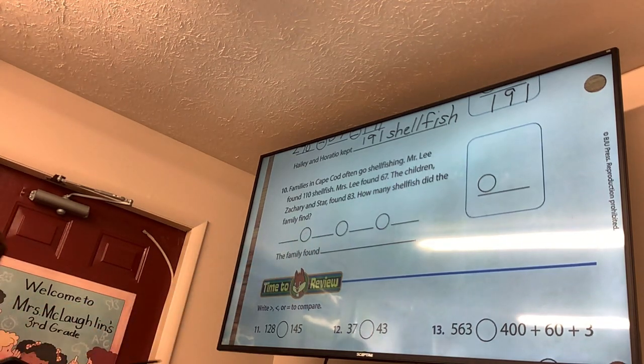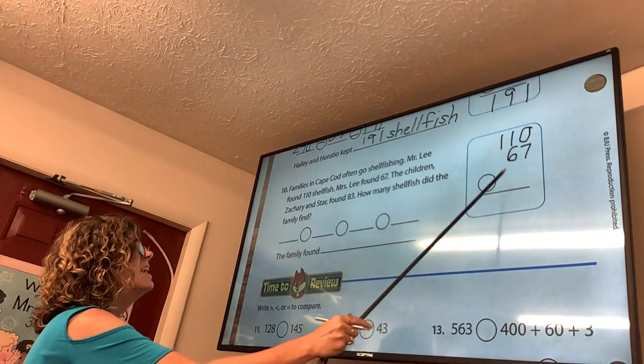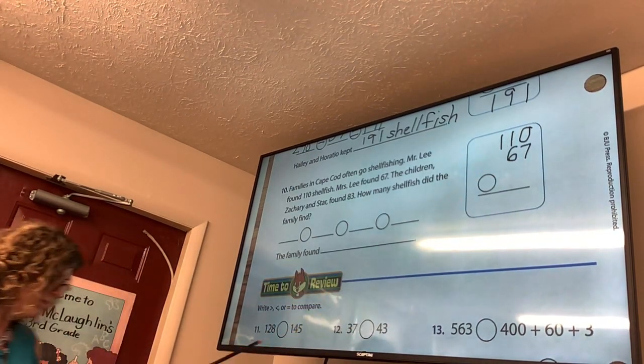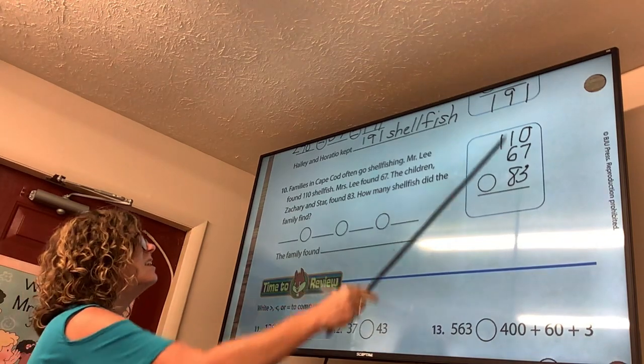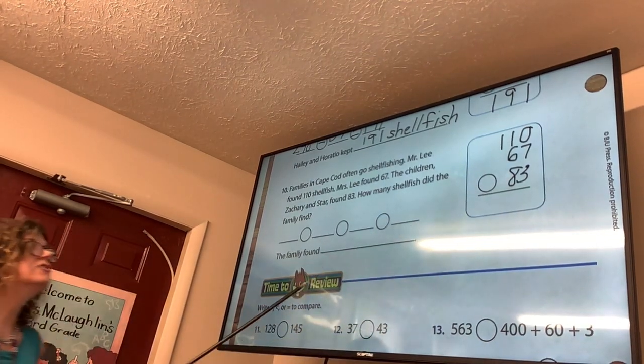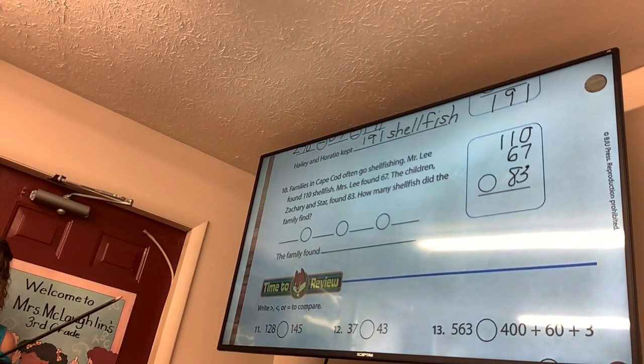So we're going to start at the top with Mr. Lee, who was? 110. Very good, 110. And then Mrs. Lee was? 67. As you write that 67, make sure you're lining up those 10s and lining up those 1s. And then the children found? 83. So again, line up your 10s and line up your 1s. Nothing should be under the hundreds because Mr. Lee was the only one who had something in the hundreds.